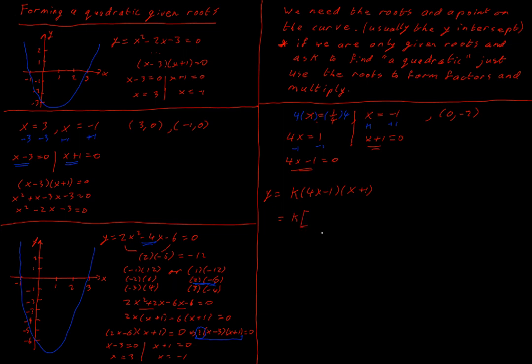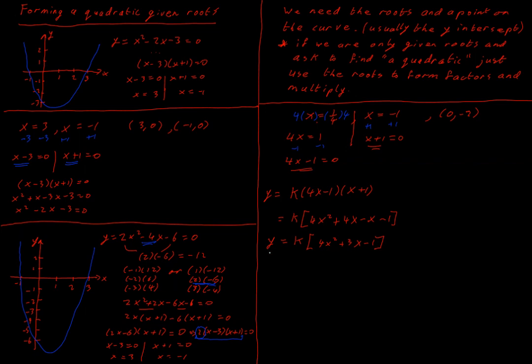With k sitting on the outside, I'm going to draw a big square bracket and do my multiplying out here. So I end up with 4x squared plus 4x, I should say, minus x minus 1. The square brackets are optional. It's just that if we have lots of stuff going on inside, I use a bigger looking bracket. So I get 4x squared plus 3x minus 1. Now, can we see our problem? So this is our quadratic.